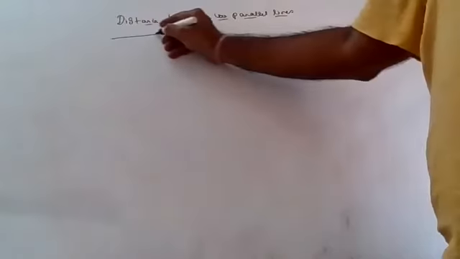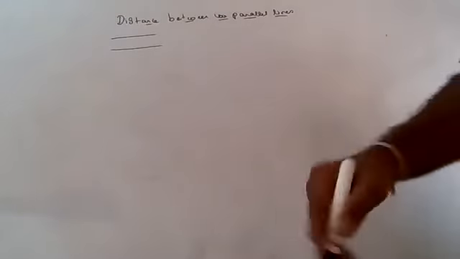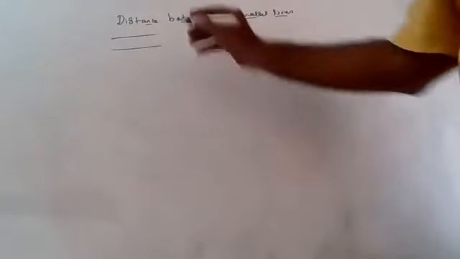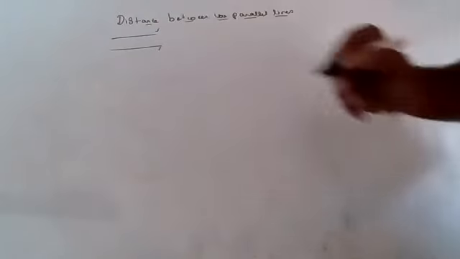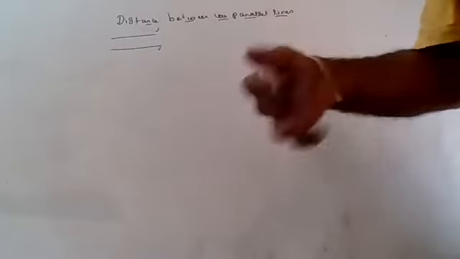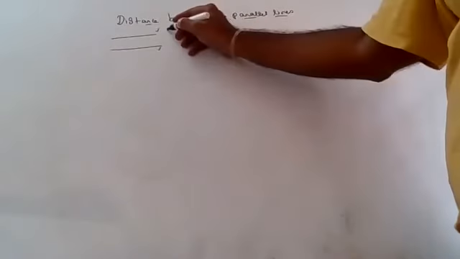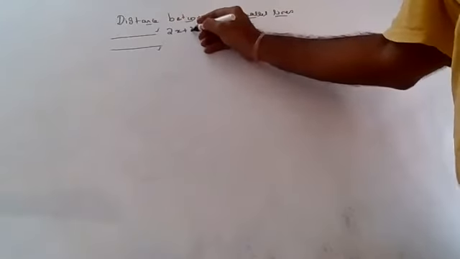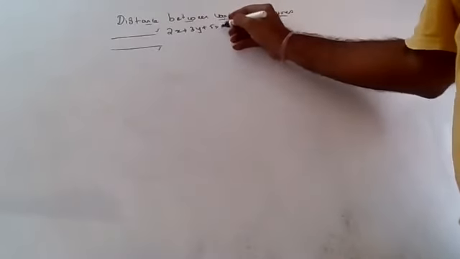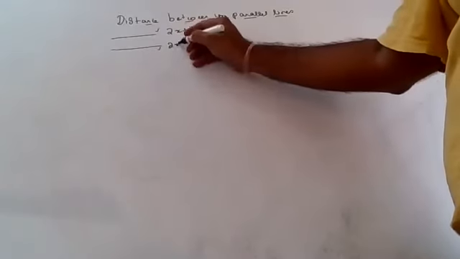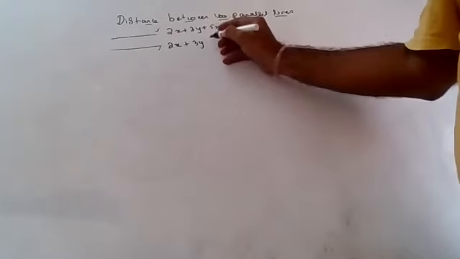Now, suppose two parallel lines are there. What is the distance between them? To find the distance between them, the equations for both lines must be given. I hope you remember, suppose this is 2x plus 3y plus 5 is equal to 0. This will also be the same, 2x plus 3y, only this will change, children.